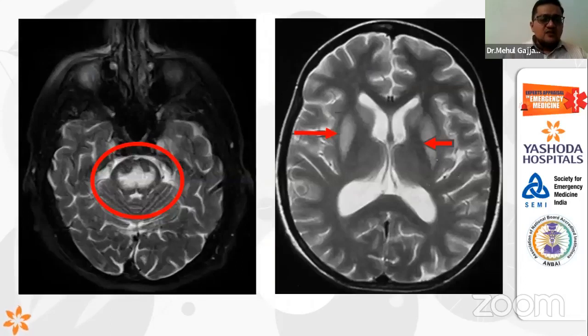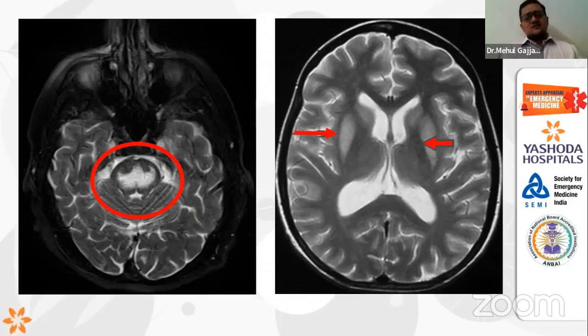These are the two interesting MRIs. The first one is clearly showing a myelinolysis or CPM at the level of the dorsal pons. The second one is demonstrating extrapontine myelinolysis.